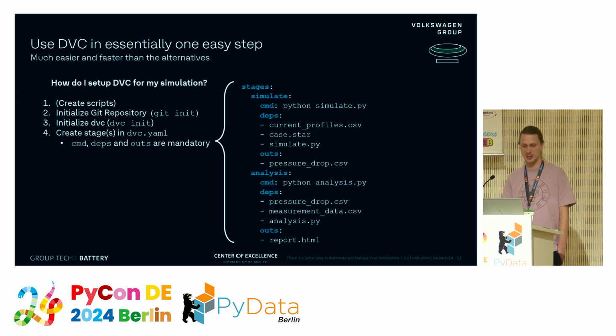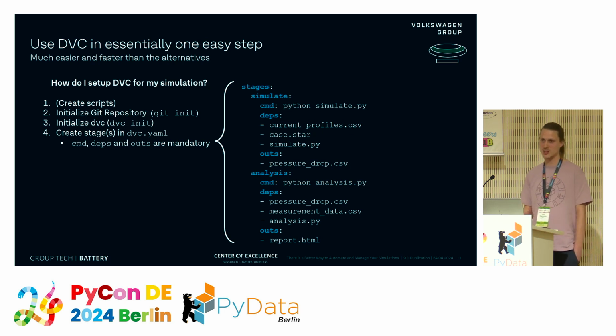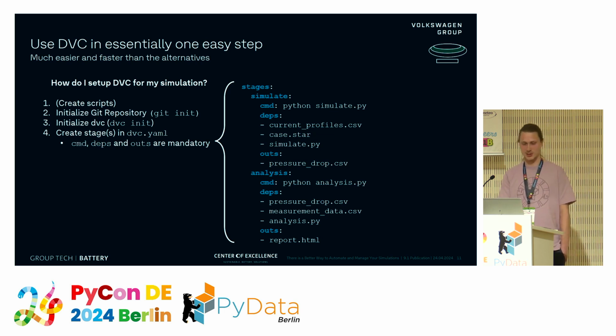And then we have a second stage called analysis. It also has a command. And then we have a dependency, which is really interesting, which is the pressure drop again. And so now the output of one stage is the input of another stage. And this is how DVC knows that there's a dependency between those stages. So we don't have to declare the order of execution to DVC, but DVC finds it out on its own, which is really, really nice.